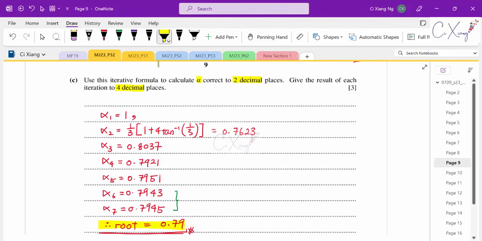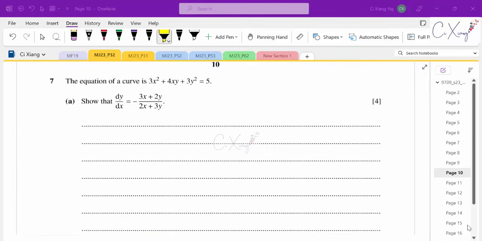All right, so please make sure that in this calculation, when you list out all the iteration values here, please put them in 4 decimal places according to what they want in the question. And then the final answer root is only up to 2 decimal places. All right, so this is how we solve this question.